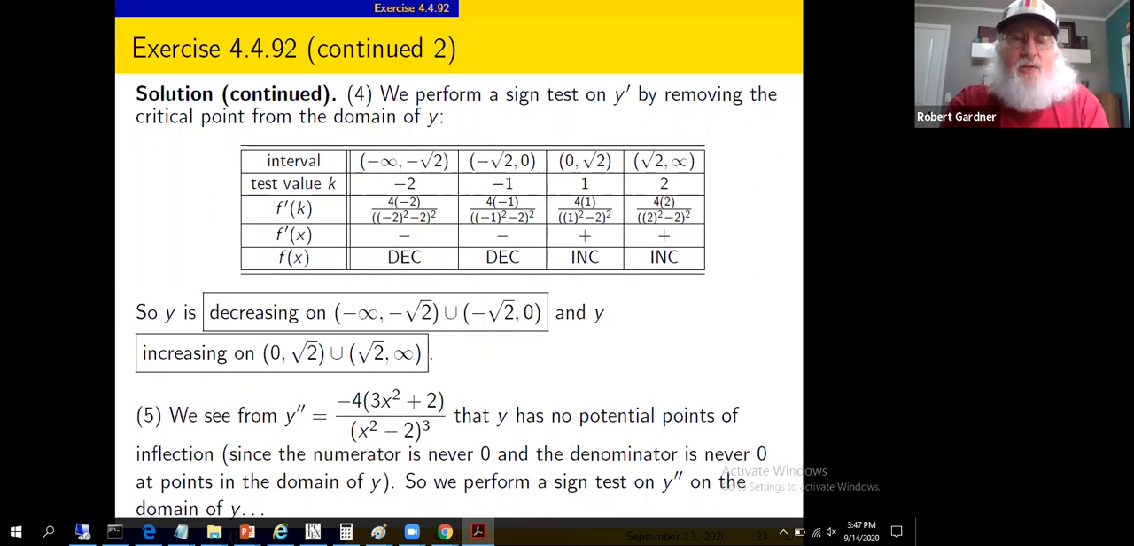How about where the second derivative is undefined? Well, yeah, plus or minus the square root of 2 are causing a problem, but they were causing a problem from the beginning, so they don't count as potential points of inflection. It's got no potential points of inflection. Could it still change concavity? Yeah, it'd just have to be at a point that's not in the domain of the function. So we still got to make a table.